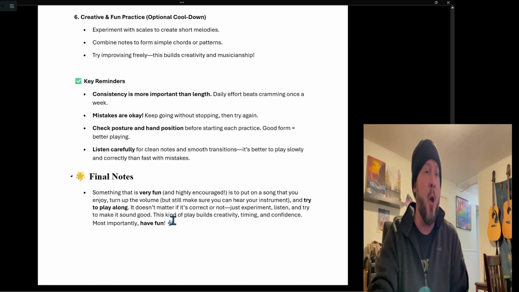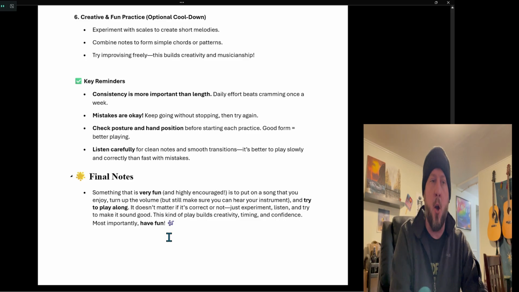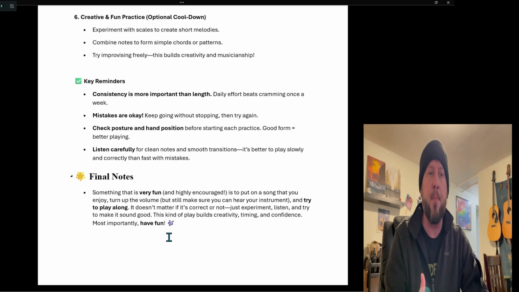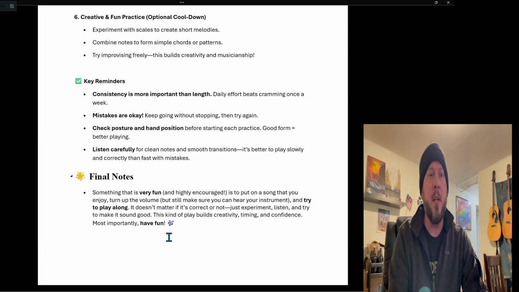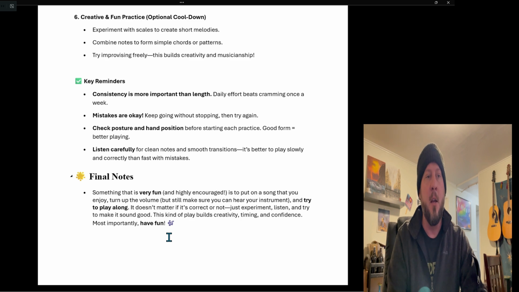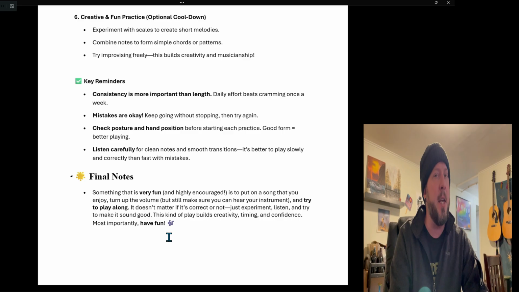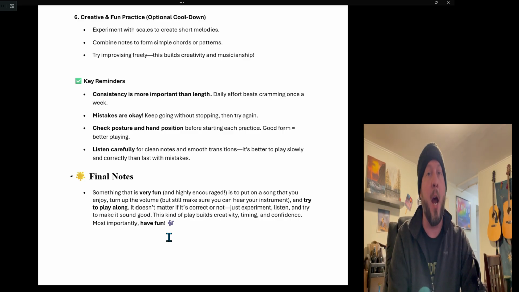Some final notes here. Something that is going to be very fun and highly encouraged is to put on a song that you enjoy, turn up the volume, but still make sure you can hear your instrument. Try to play along. Doesn't matter if it's correct or not. Just experiment and listen. Try to make it sound good. Now, this kind of play will build creativity, timing, and confidence. Most importantly, have fun with it, right?